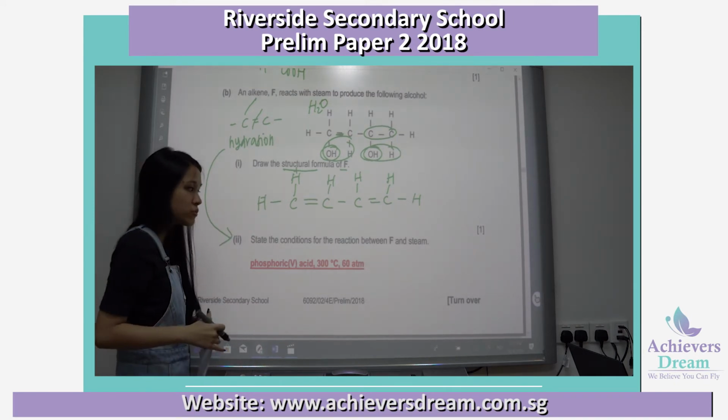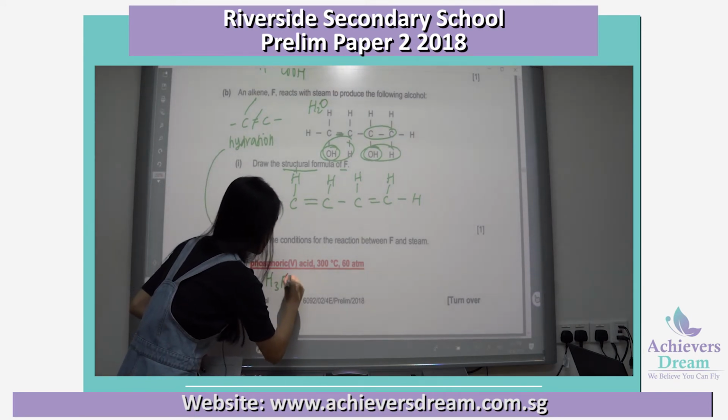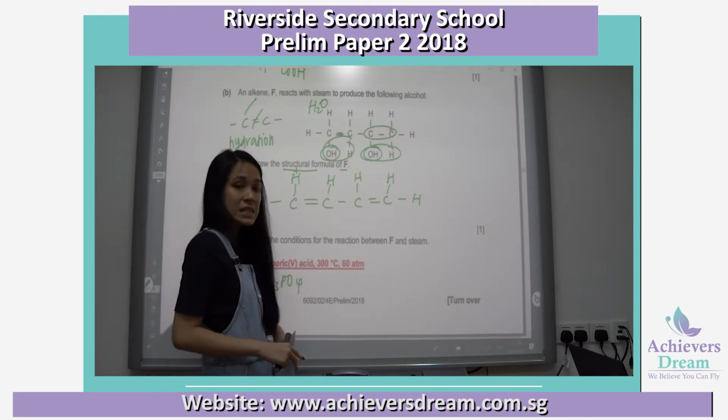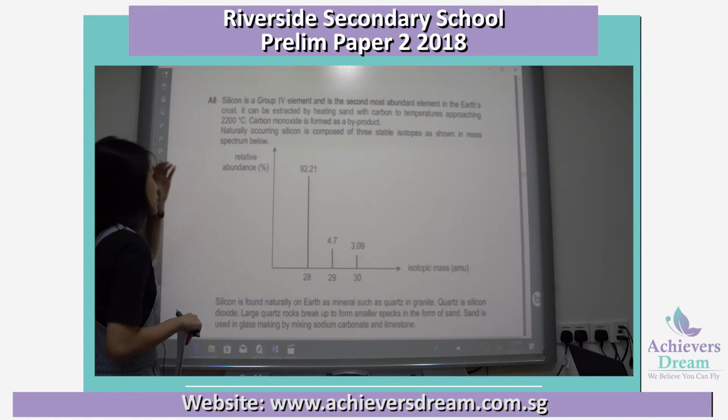So what are the conditions for hydration? We have phosphoric acid, H3PO4, which takes place at 300 degrees Celsius and 60 atm. Now let's take a look at question A8.